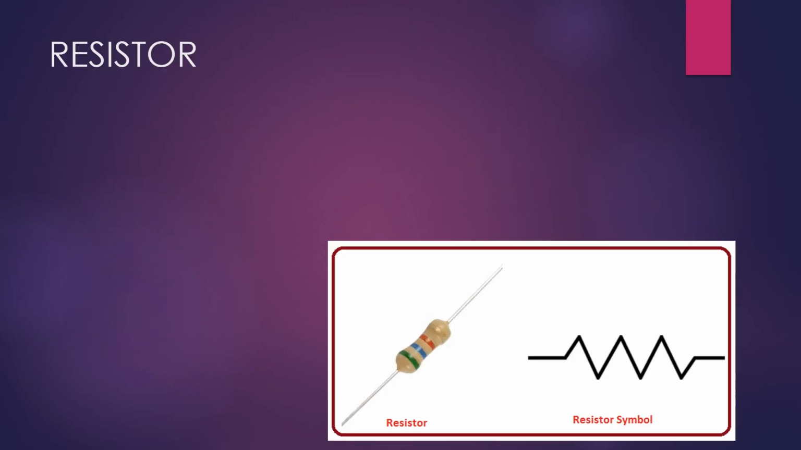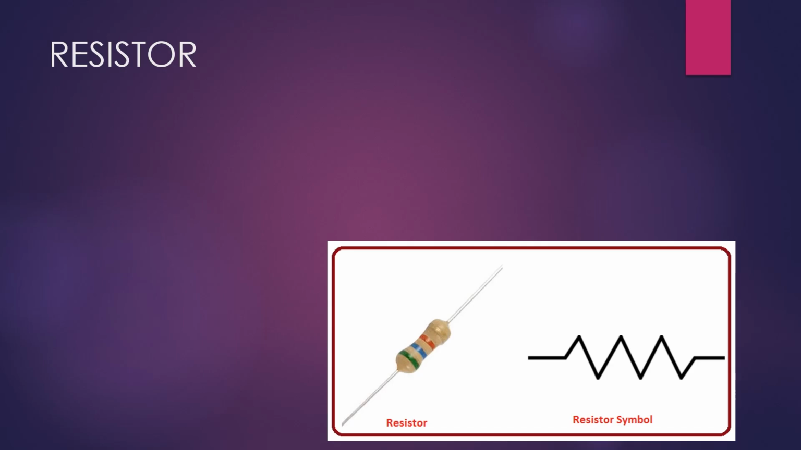Hi guys, on this slide I'm going to talk about the resistor. As you can see, there is a resistor in front of you. That's a 4-band resistor, and there is a resistor symbol as it's shown on the circuit. So the basic concept behind the resistor is that it's an electrical device that is used to reduce or to resist the flow of electrons, or to resist current.